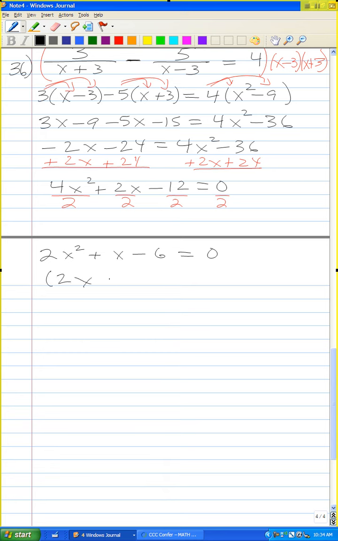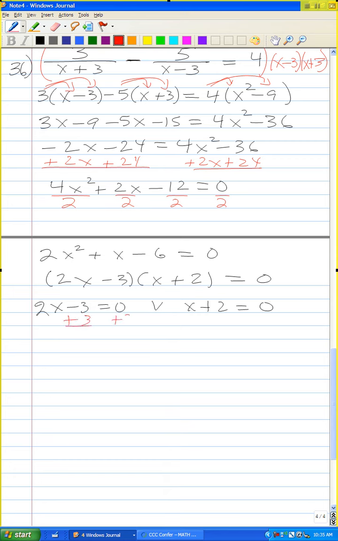And so I have 2x, x. And let's do this. So I have 2x squared plus 4x minus 3x is x minus 6. So it factors into 2x minus 3 and x plus 2. Set each factor to 0 and solve for x.